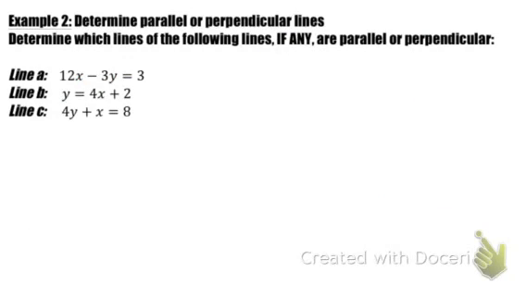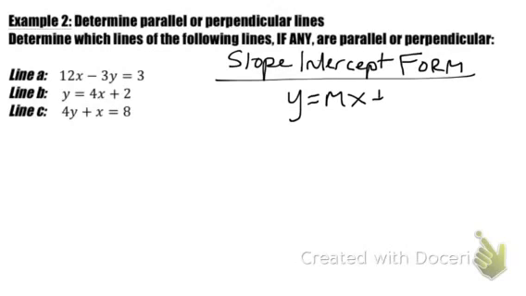Alright, example number 2, determine parallel or perpendicular lines. Determine which of the following lines, if any, are parallel or perpendicular. Well, every single time we need to have our equations written in slope-intercept form. This is probably the easiest way to determine our slopes and our y-intercepts, which is y equals mx plus b.